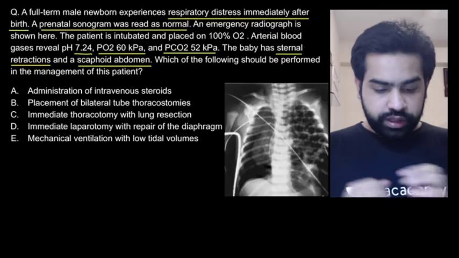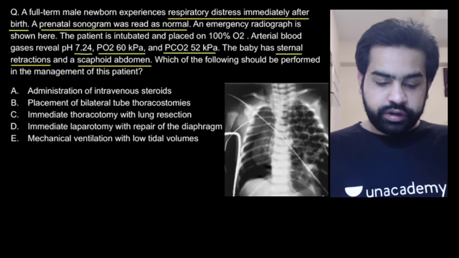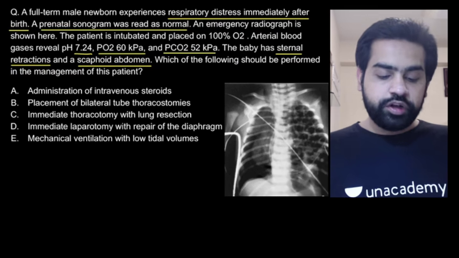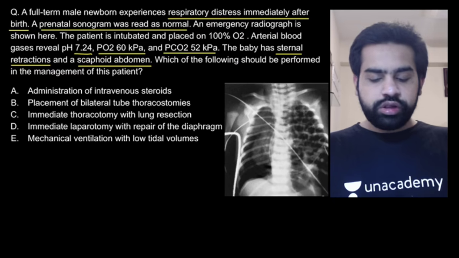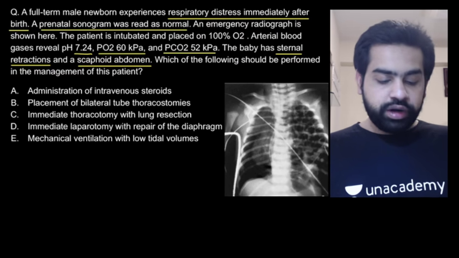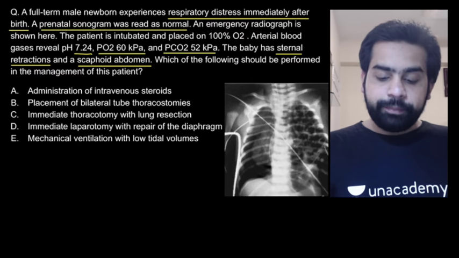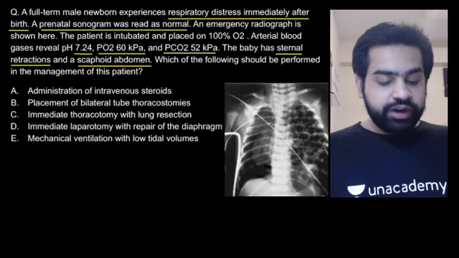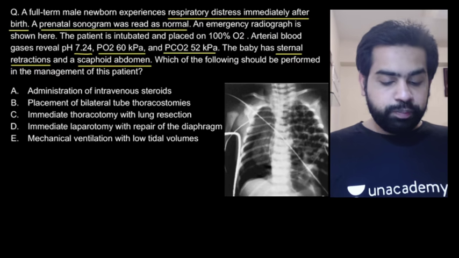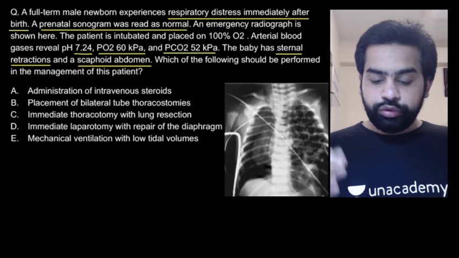The next question is, there is a full-term newborn child who is experiencing respiratory distress immediately after the birth. The prenatal sonogram was read as normal. An emergency radiography was done and it has been shown to you over here. The patient is intubated and placed on 100% O2. Arterial blood gases have been shown. The pH is around 7.24, PCO2 is 60 and PO2 is 52.